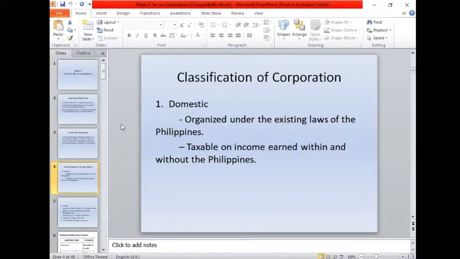And what are the classifications of corporations? We have two classifications of the corporation: domestic corporations and foreign corporations. The domestic corporation is a corporation which is made in the Philippines and organized under the existing laws in the Philippines. Please take note that for a domestic corporation, whatever income is earned within and outside the Philippines is subject to Philippine corporate tax.